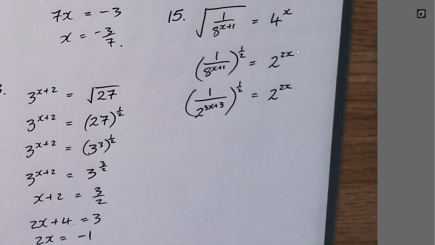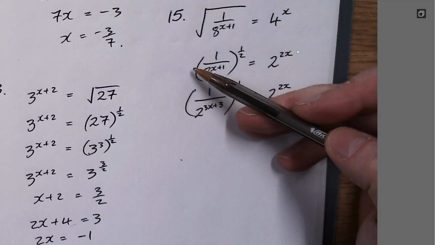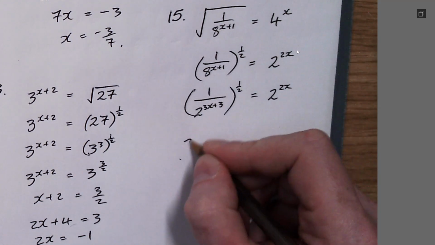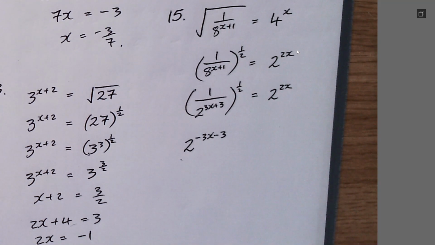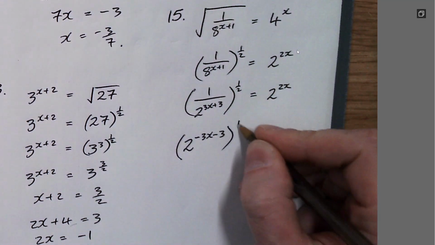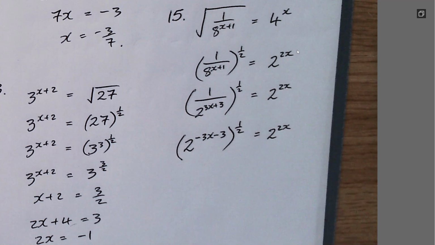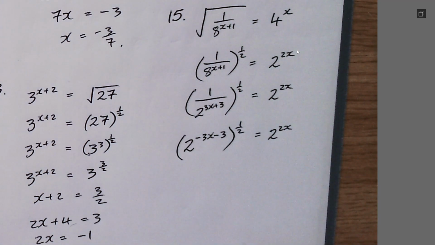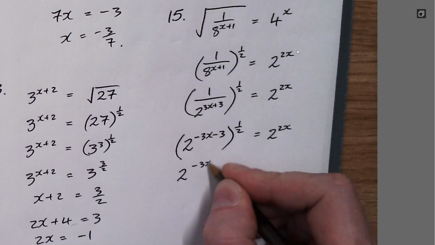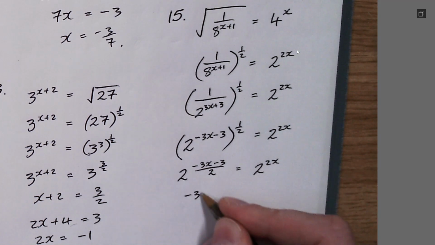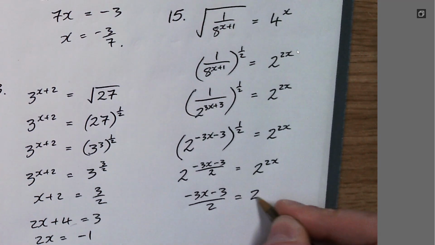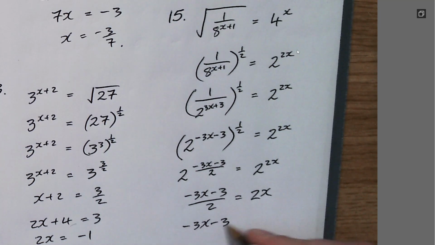Now, on the other side, you have to change the sign, so you have 2 to the power of minus 3x minus 3, because you have to change the whole sign. So it's minus bracket, so it's minus 3x minus 3. Okay? Equals 2 to the power of 2x. So minus 3x minus 3 equals 2x.